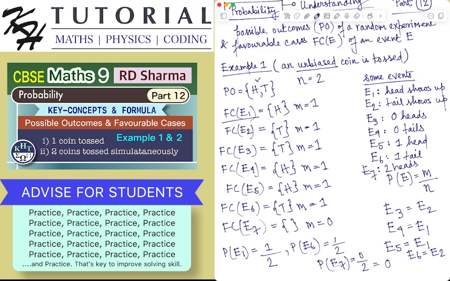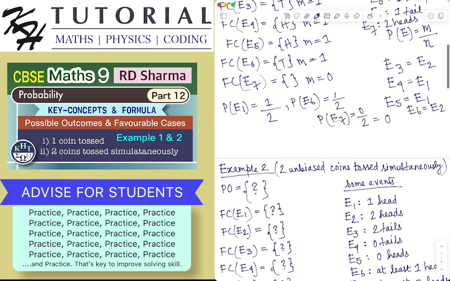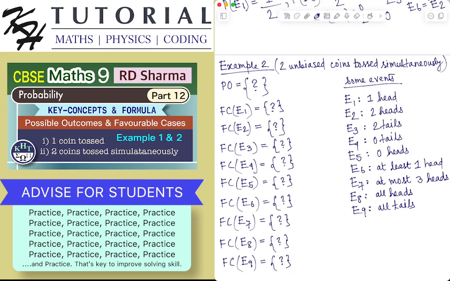Okay, let's see the next example, which is we are tossing two unbiased coins simultaneously. So when two unbiased coins are tossed simultaneously, what are the possible outcomes? What will be the collection of possible outcomes? The first coin can show up either head or tail, and the second coin can also show up either head or tail.